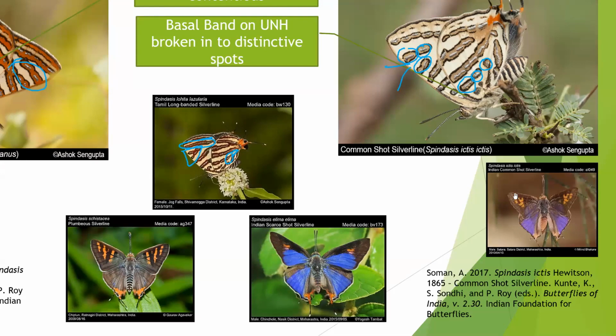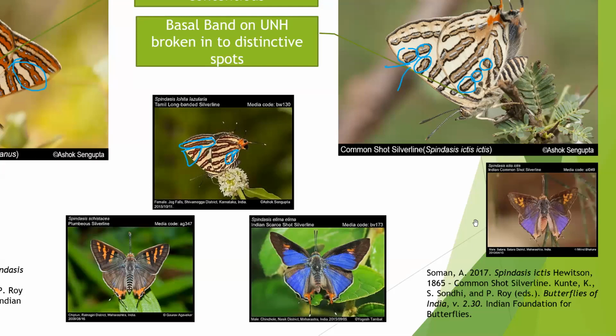In the case of the common short silver line, this yellow is very prominent in the forewing. And the blue is also missing. Sometimes the blue is seen, but blue never goes beyond 2B. The color blue may be up to 2B, but not beyond 2B. This blue patch is only present in the case of the scarce short silver line, which is not present in the case of the common short silver line.